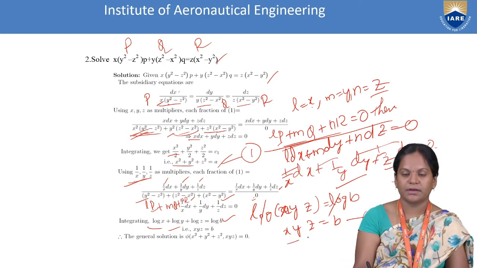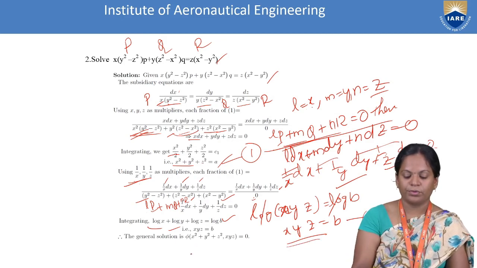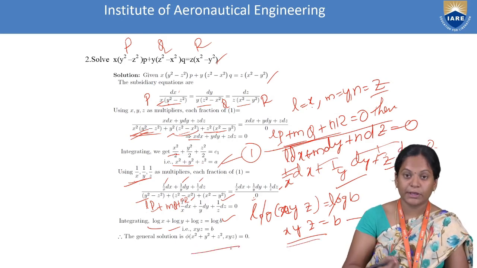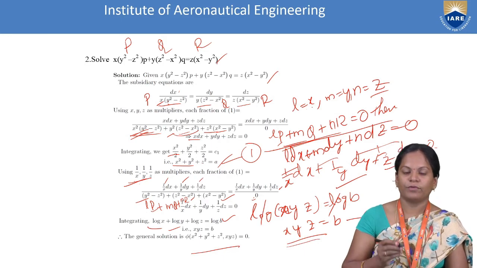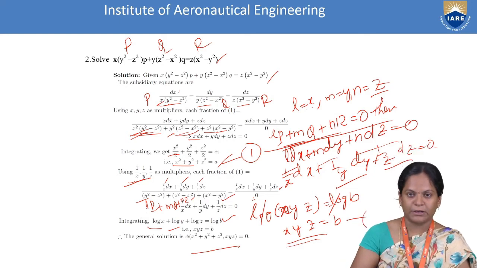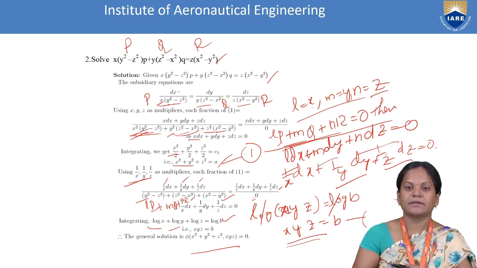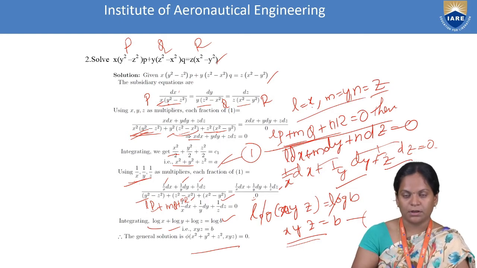And the second solution is here we got x into y into z. So phi of u comma v equal to 0, which will give the general solution of linear partial differential equation, which is of the form Pp plus Qq equal to R. Here P, Q, R are nothing but functions of x, y, z. So here we choose two sets of multipliers. First set of multipliers are x, y, z, and the second set of multipliers are 1 by x, 1 by y, and 1 by z.